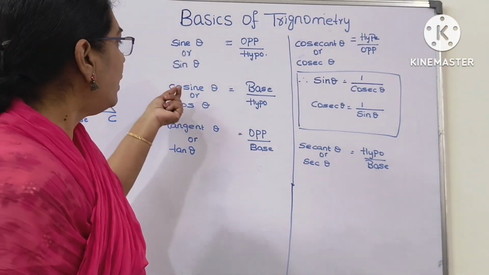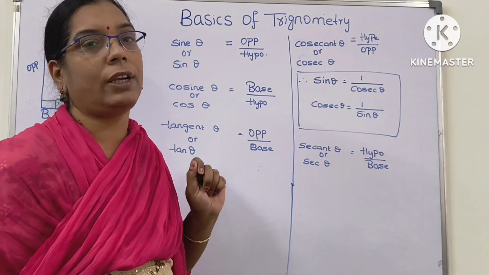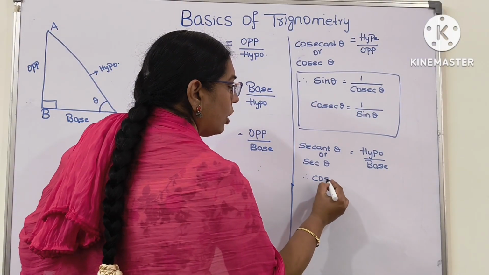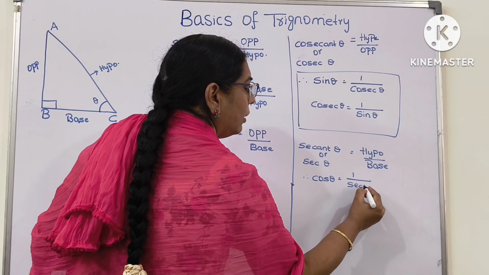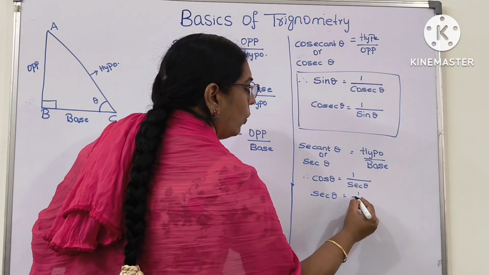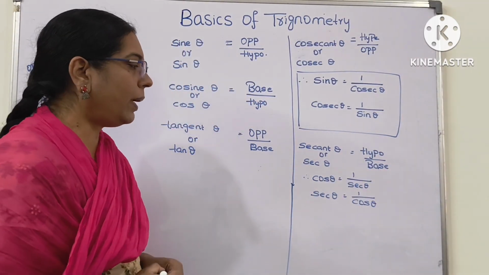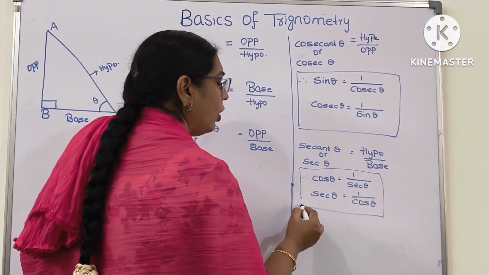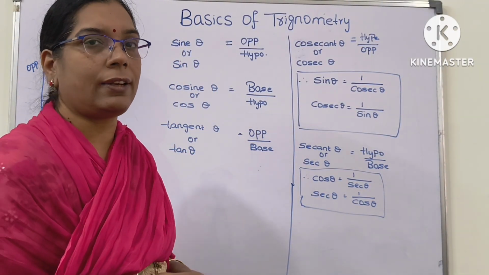Now, naturally, cos theta and secant theta are reciprocal to each other. So, how will you write? Cos theta is equal to 1 by secant theta. Secant theta is equal to 1 by cos theta. Again, we established a relation between cos and secant, which are reciprocal to each other.